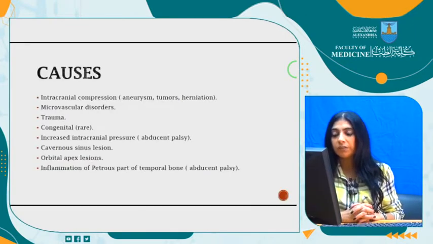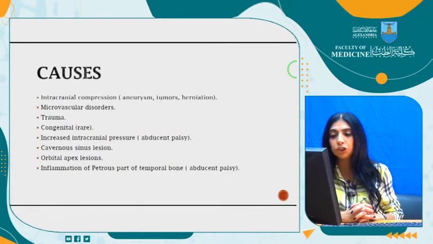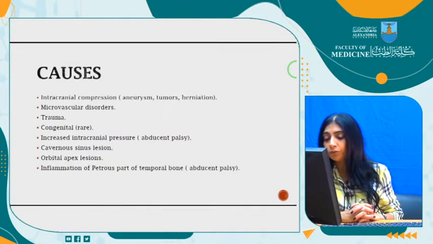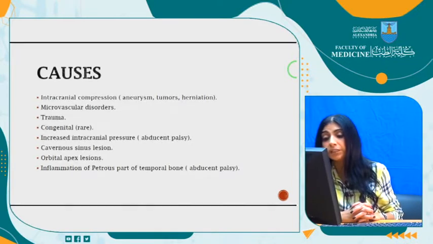Generally, the causes that can affect the nerve supply of the ocular muscles include: first, intracranial compression like aneurysm, tumors, herniation; microvascular disorders, on top of which are diabetes and hypertension; trauma; congenital, and this is rare but it does occur; increased intracranial pressure, whether due to tumors, idiopathic intracranial hypertension, or in children, hydrocephalus, and this particularly affects the sixth nerve.